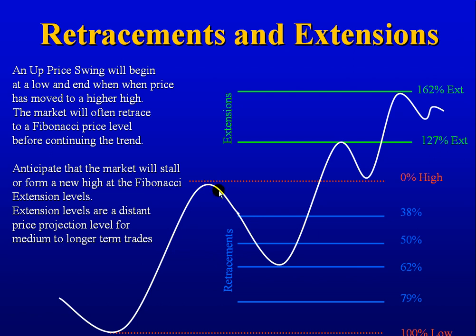And as we watch price retrace, we would pull our Fibonacci tool from the low to the high, and our retracement levels will be pre-calculated into the chart. As we watch price retrace to the 38%, 50, 62%, 79, or 100, we watch price bounce, rally to 127% extension, and potentially as high as 162% extension as well.